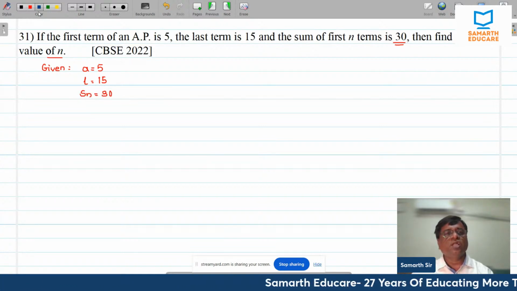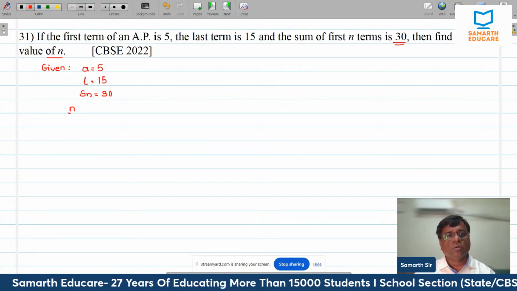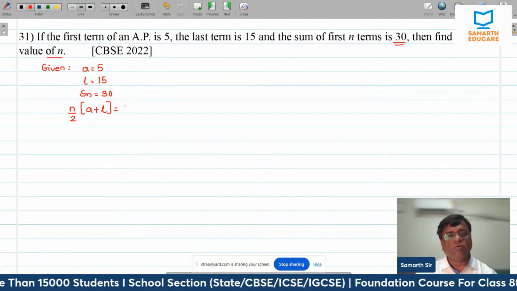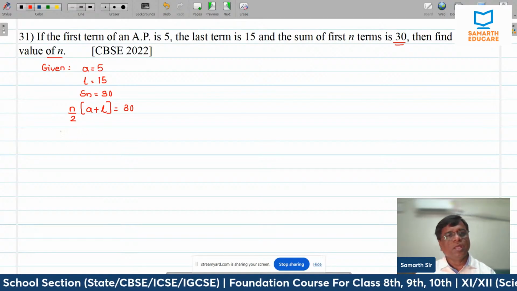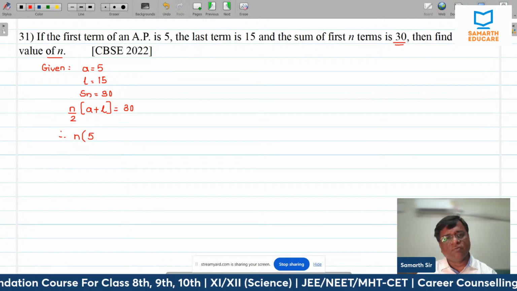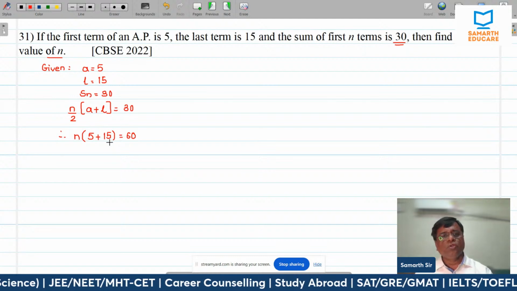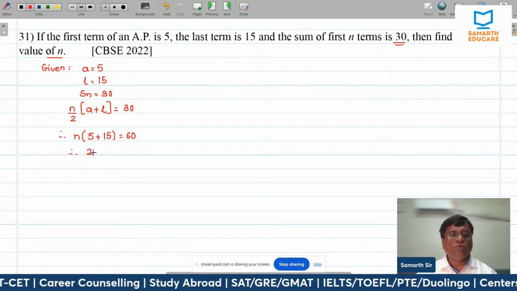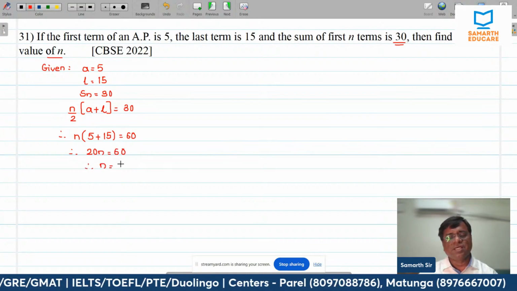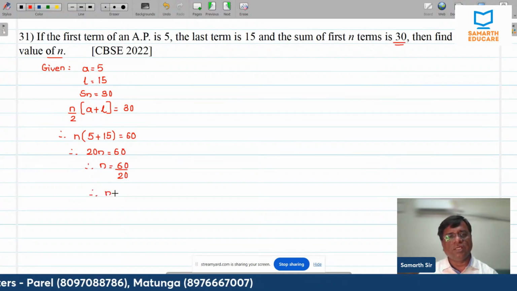So we have two formulas for Sn. Sn का एक formula है n upon 2 into a plus l is equal to, this is given as 30. Okay, so n into a is 5 and l is 15, and if I cross multiply, this 2 into 30 becomes 60. Okay, now 15 plus 5 is 20, n into 20 is equal to 60. So the value of n is 60 divided by 20. That means the value of n is 3.